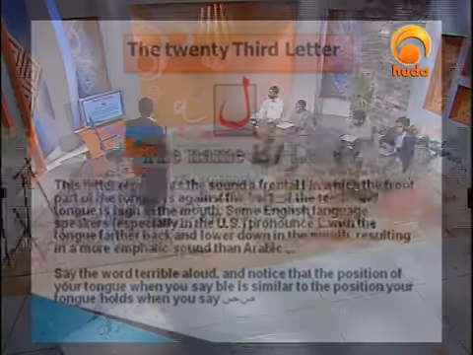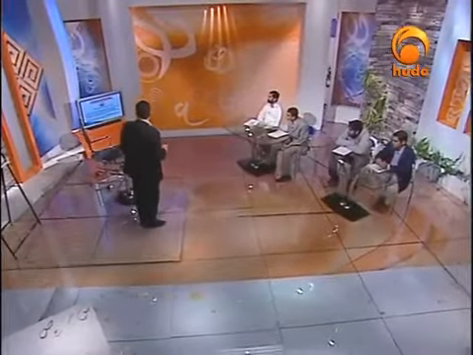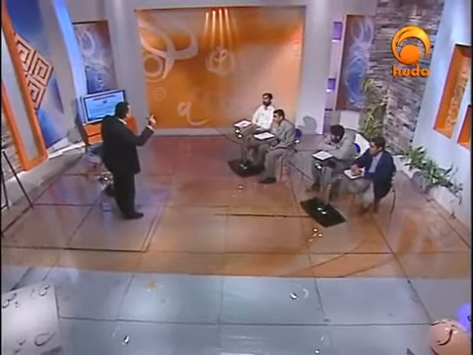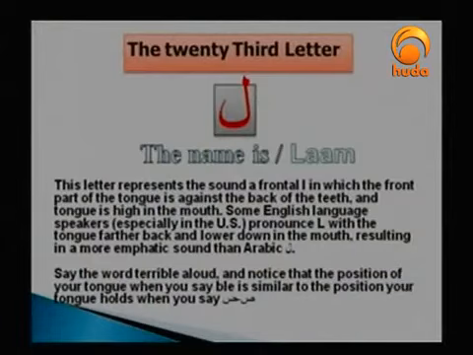Say the word terrible aloud. Terrible. Can you see that? Notice the position of your tongue when you say the final part of such a word. Terrible. Say bill. Bill. Now, it's similar to the position your tongue holds when you say, for example, sa and da. I think that's very interesting. Lam in Arabic probably could be close to L in English in different ways, especially when it comes to certain characteristics in pronunciation.